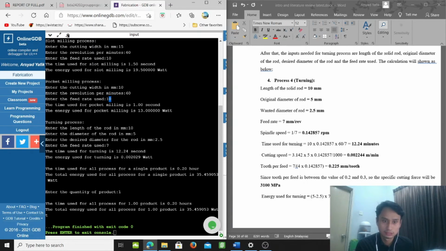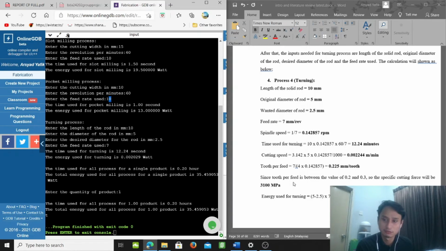The time for turning we got is 12.24 minutes. The energy used for turning is 0.00202 watt. So how do you get that? We got the cutting speed of 0.002244. The feed per tooth we got is 0.25, and it fits between the values of 0.2 and 0.3.